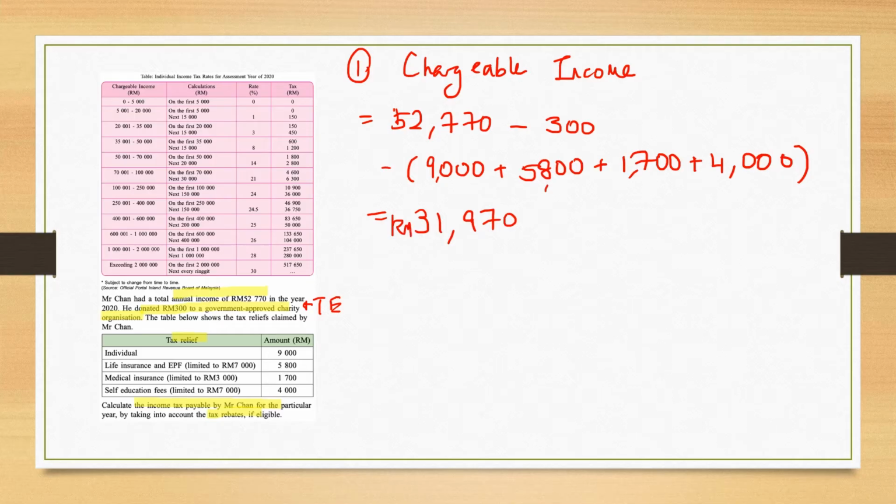Now we have to look at our income tax. Here's your chargeable income. We have to look at the range for the 31,970. You can see clearly it's within this figure here, so that means we have to look into this row right here. So now let's move on to the next slide to calculate income tax.